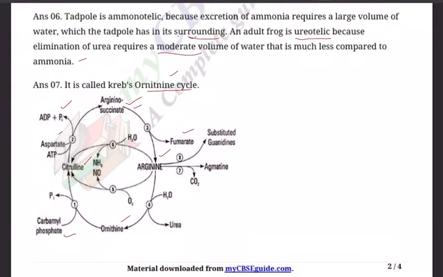Now here you can see substituted guanidines and agmatine. Carbon dioxide is the byproduct that is coming out of it, and this arginine now has to mix with water and becomes urea, and in the absence of water it becomes ornithine.